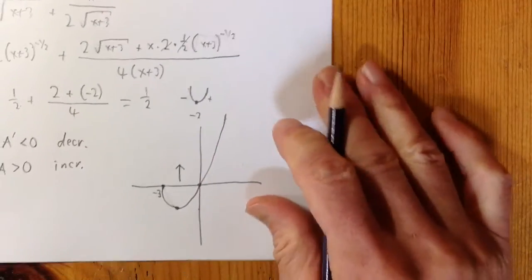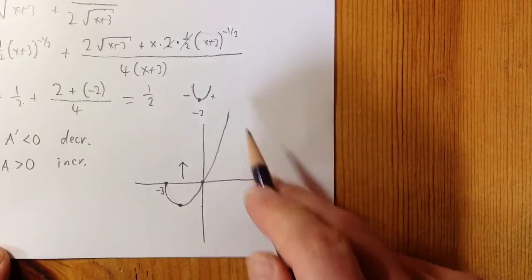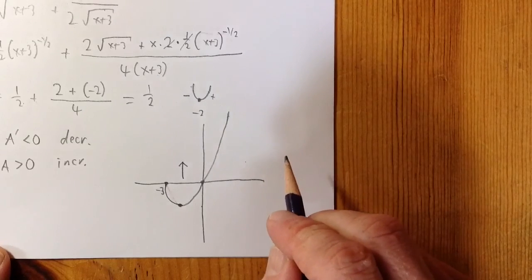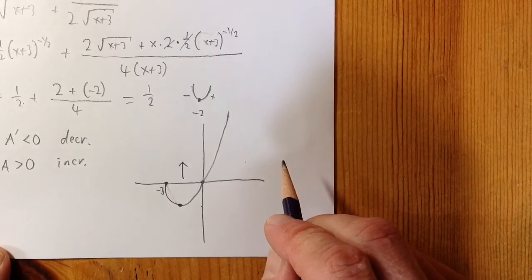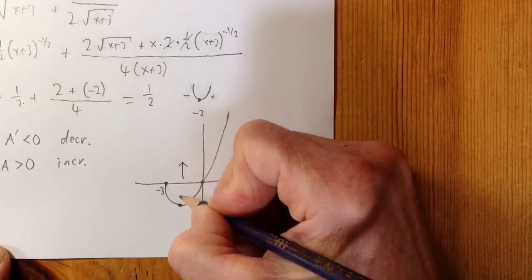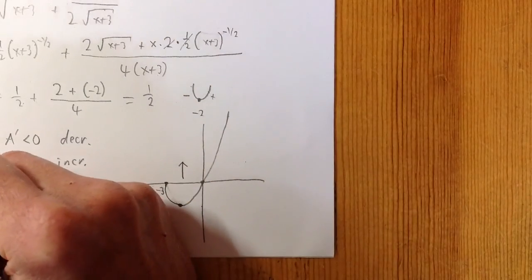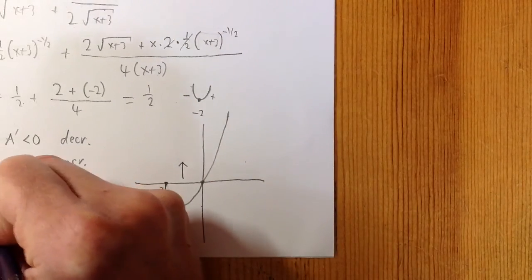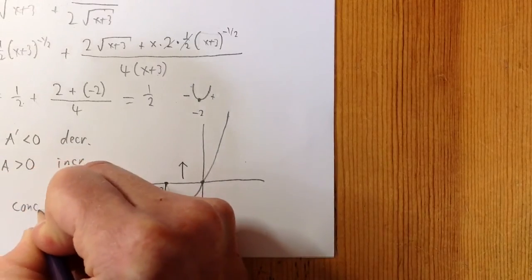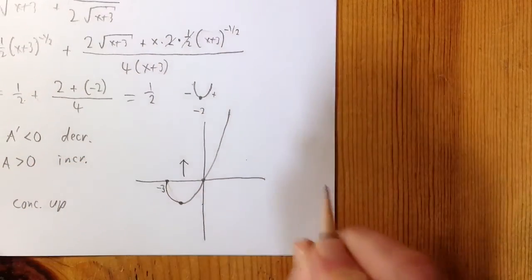We can safely say that we figured out all the interesting points, and this is what the graph looks like. And if you check on Desmos, you'll see it looks like this. And again, it's concave up everywhere. So you'd say from negative 3 to infinity, it'd be concave up. There's no places where it's concave down.